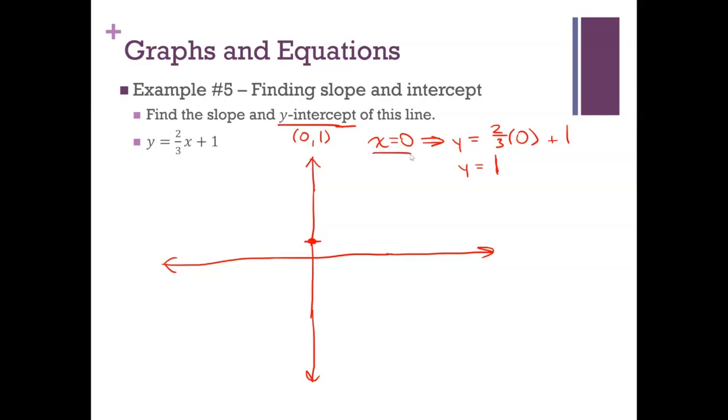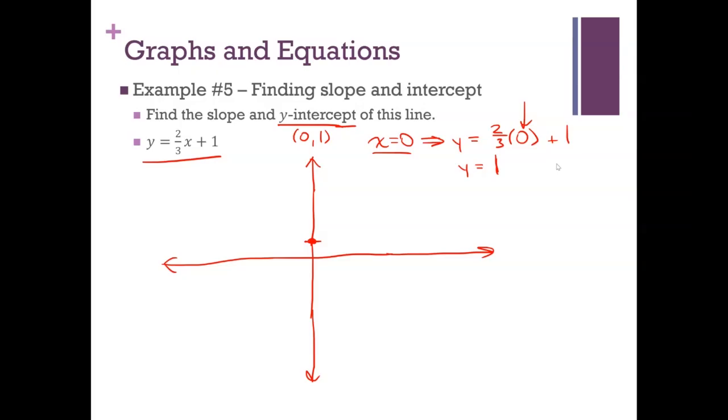In reality, I just need to find 2 points, but we might as well find the y-intercept. If x equals 0, and we know this equation tells us how x and y are related, that means I can plug 0 in for x, and then do the calculations to figure out what y is equal to. So 2/3 times 0 is 0, plus 1 is 1. Thank you. Of course.